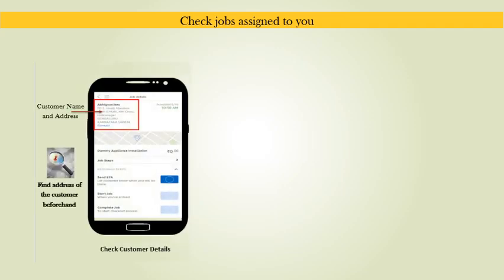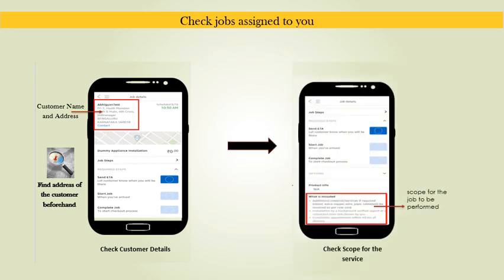This is a job detail page. On this page, you will be able to see the customer's name and address at the top left corner. You can also check the scope for the service at the bottom of the job detail page.